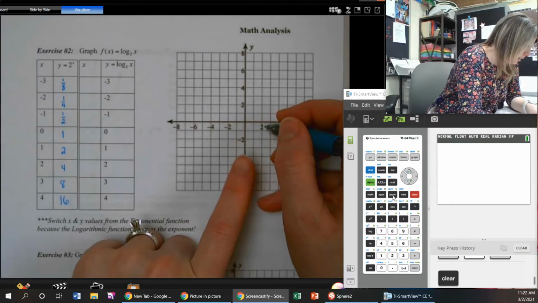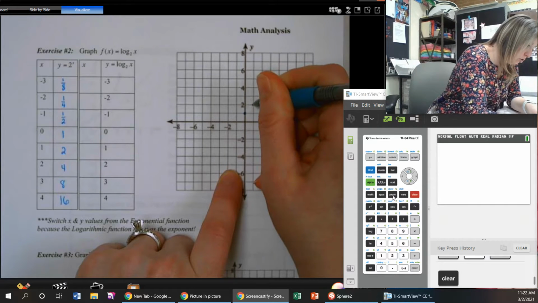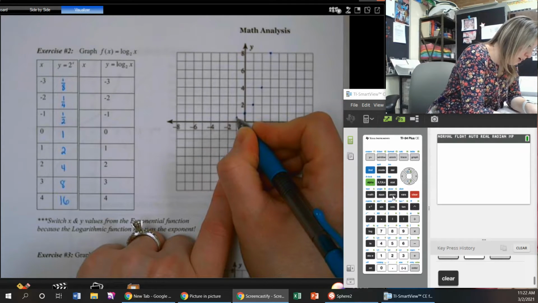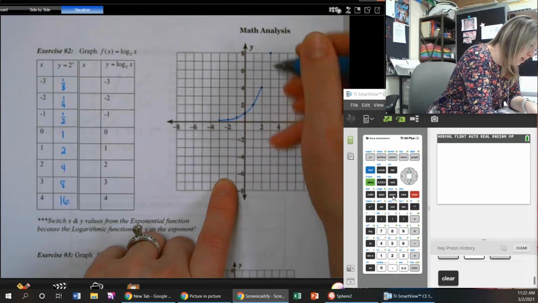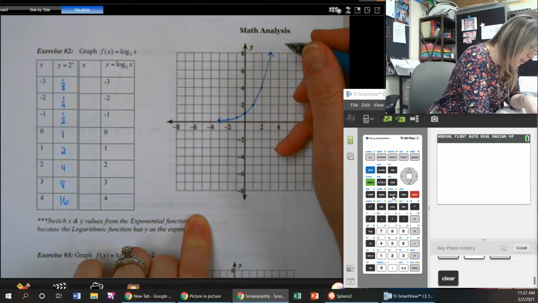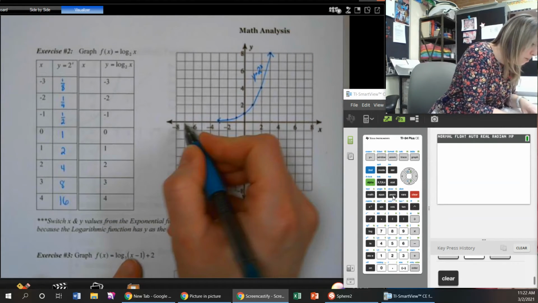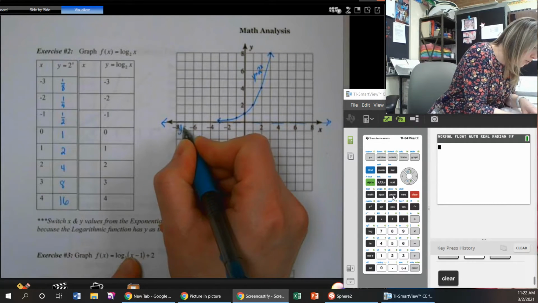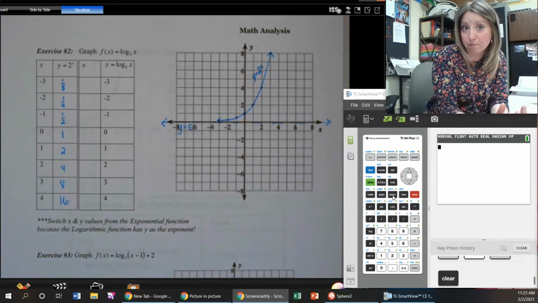So here we go. 0, 1, 1, 2, 2, 4, 3, 8. Backwards this way. Obviously, I won't be able to fit the 4, 16 this time. Anytime I graph an exponential function, I have to label y equals 2 to the x power, and part of the labeling is the asymptote, which is y equals 0. That is the invisible barrier that this exponential function is not touching or crossing.